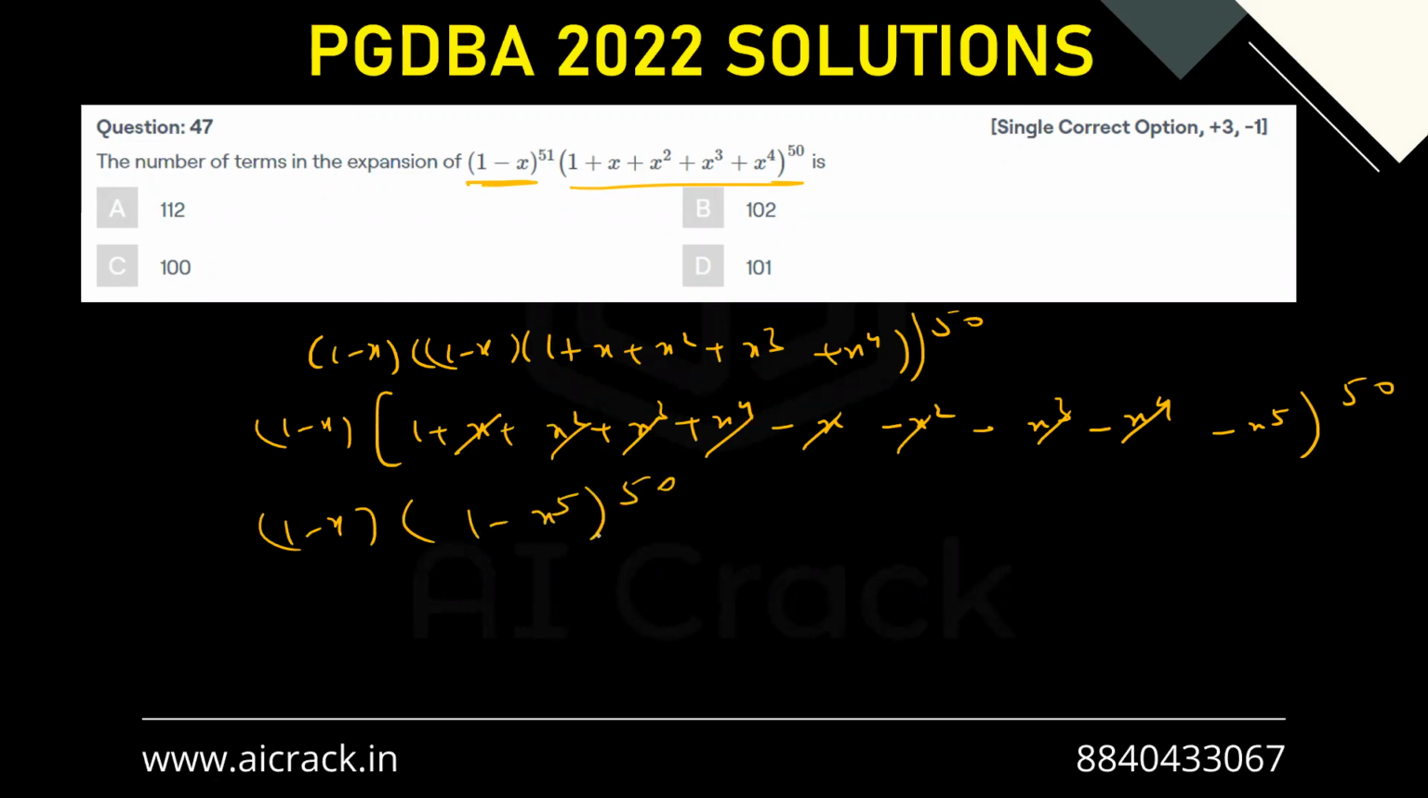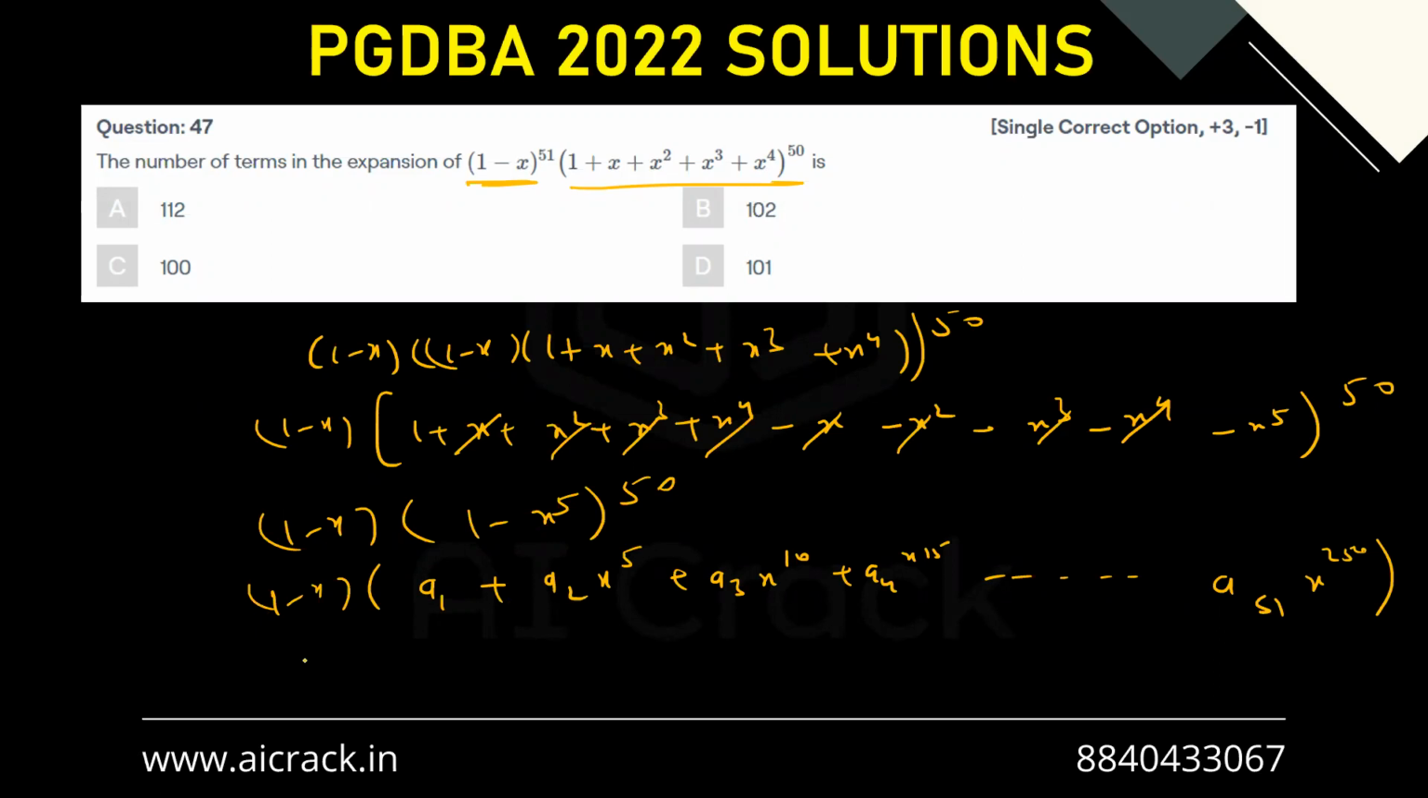Okay. Now we know that this particular binomial expansion will have 51 terms, right? And we have to multiply those 51 terms with this particular expression (1 - x). So if I write this expansion, I'll be getting something of this sort: A1 + A2 x⁵ + A3 x¹⁰ + A4 x¹⁵ till A51 x²⁵⁰. So this is how we'll be able to expand it, right?